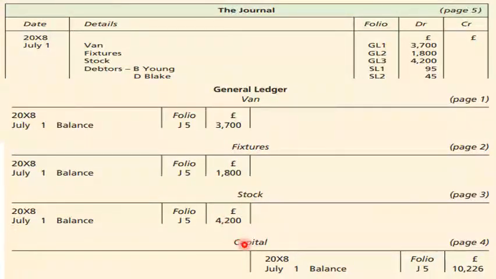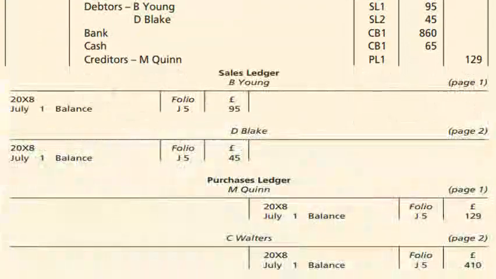Then capital should also be recorded in the general ledger. The capital that we calculated was on the credit side, so we're also going to open the account for the capital, but of course we'll put it on the credit side, not on the debit side. We continue with other assets.